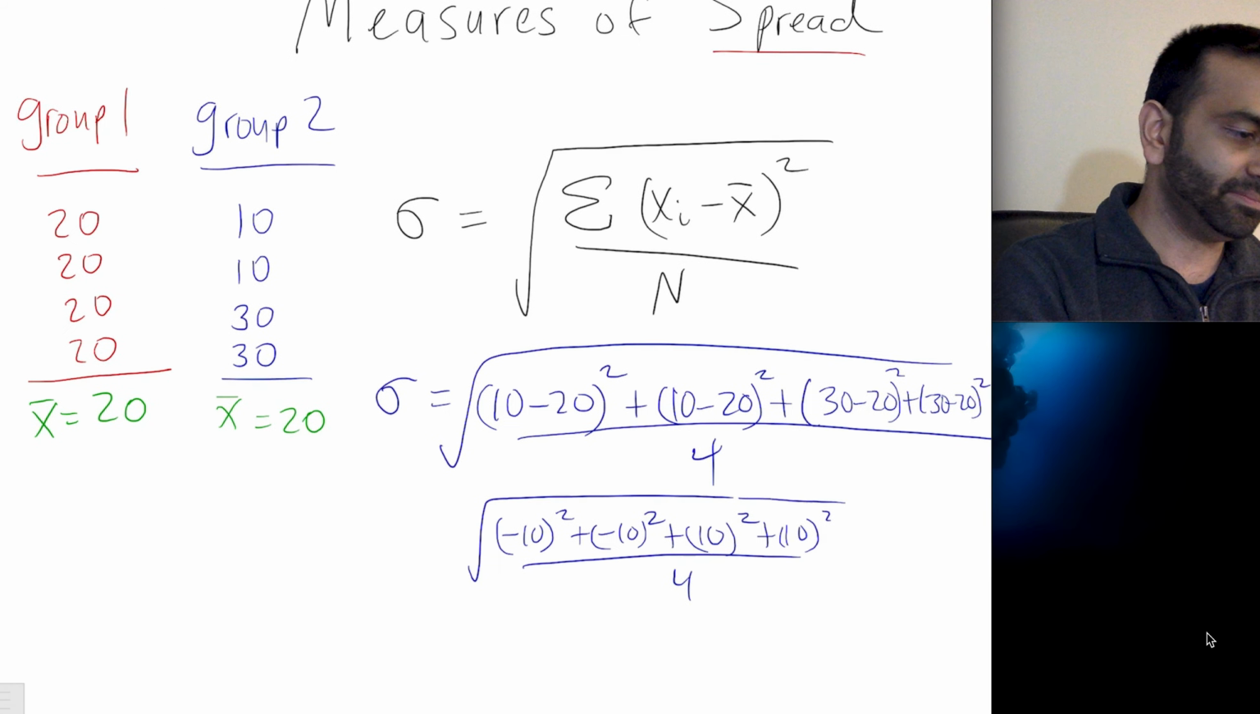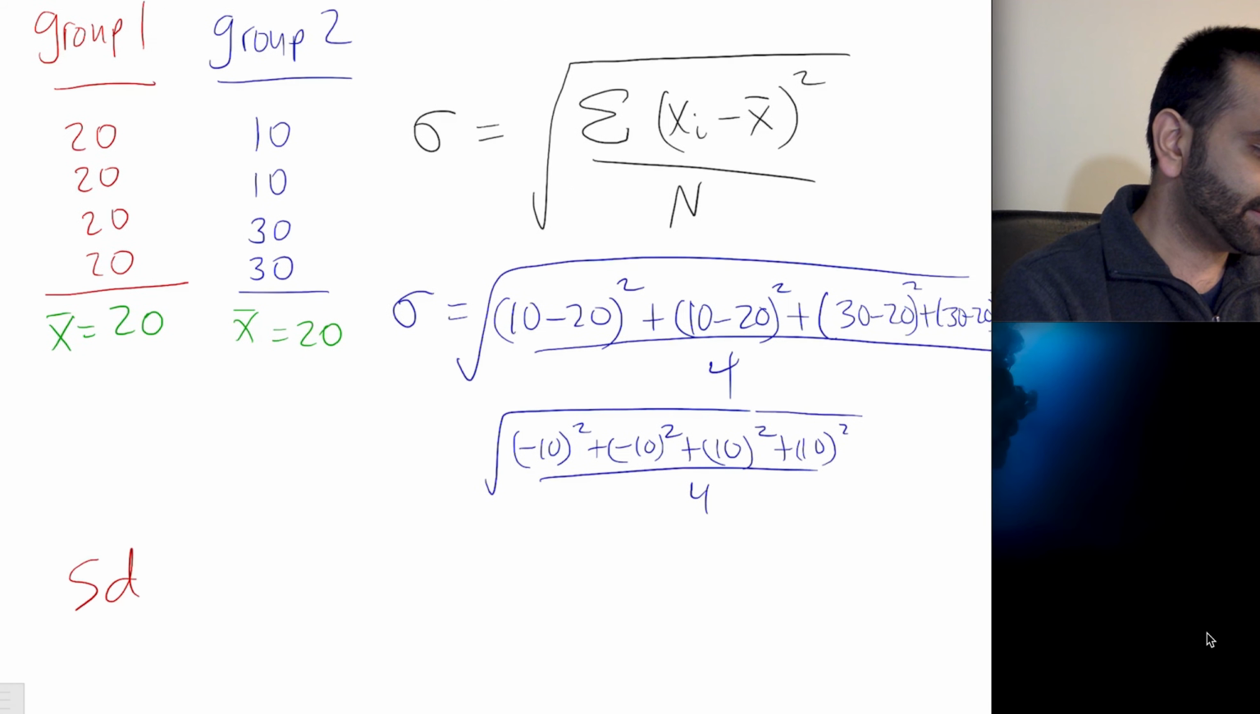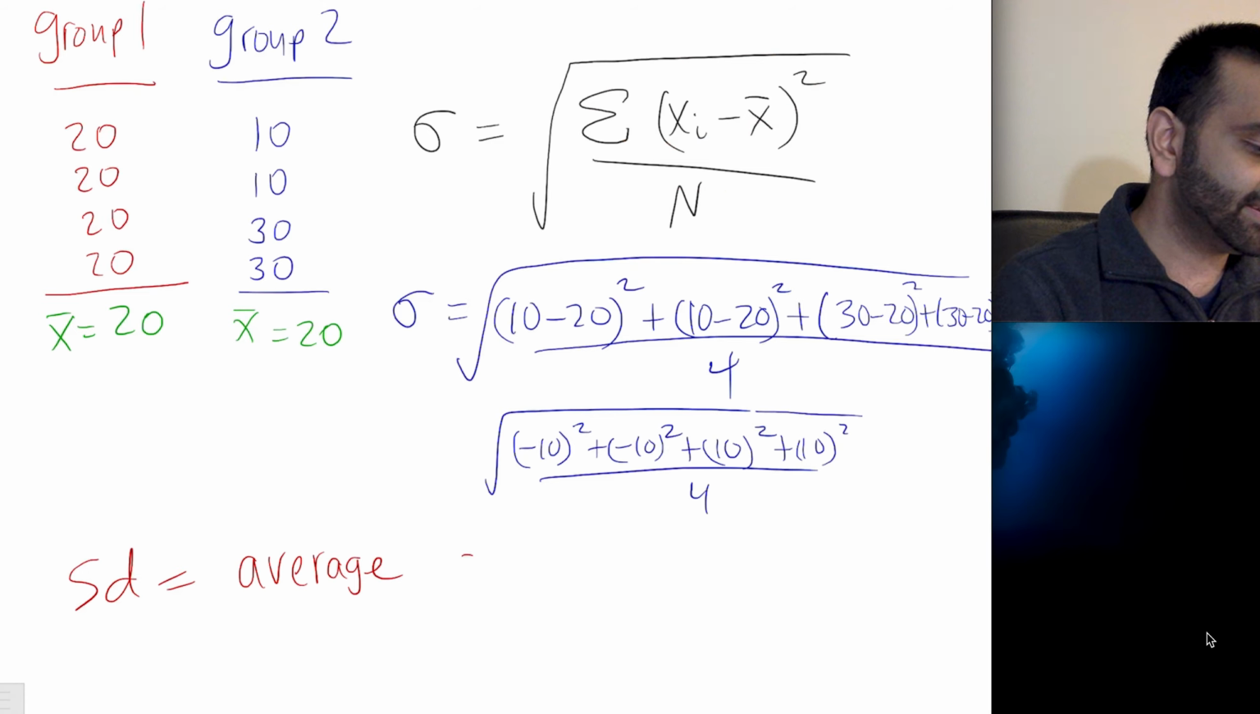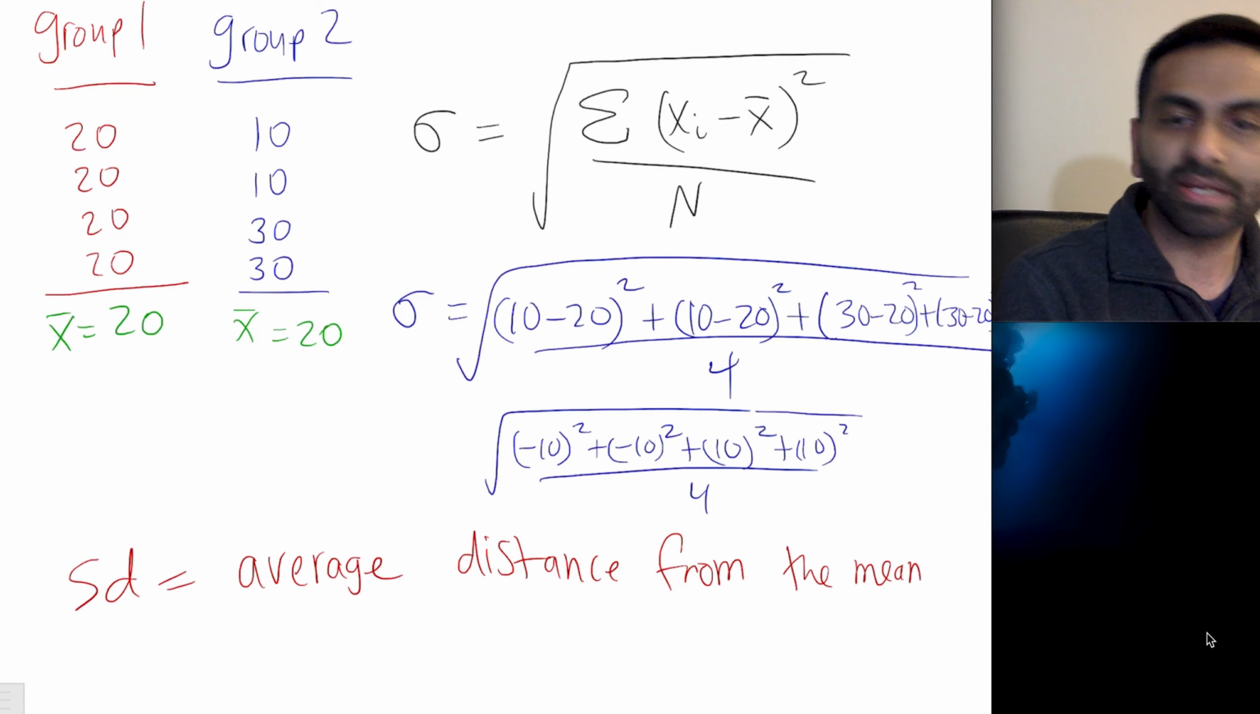Standard deviation, SD, is the average, because we're adding up and dividing by how many there are, it's the average distance from the mean. Average distance from the mean, right?